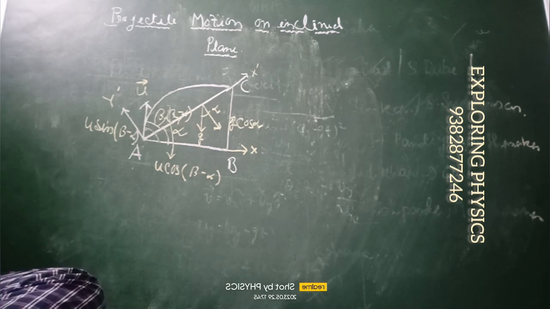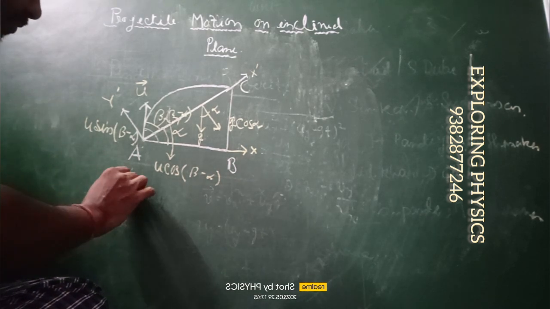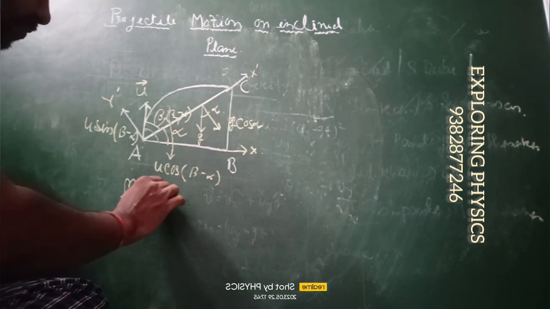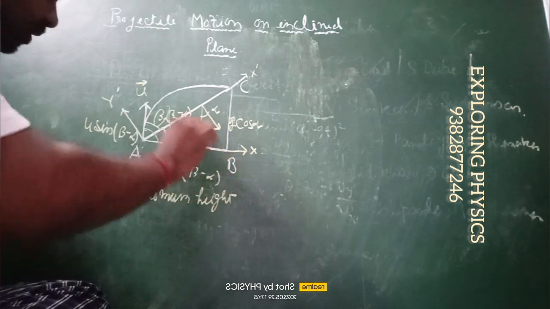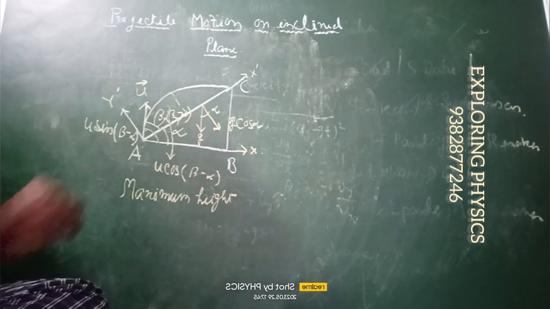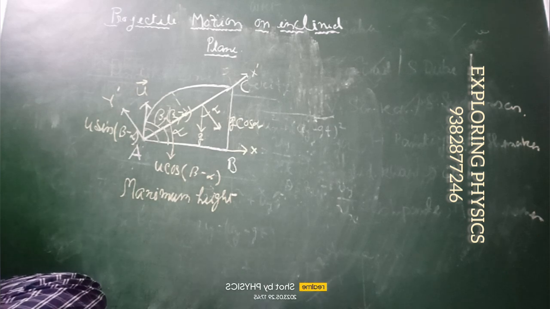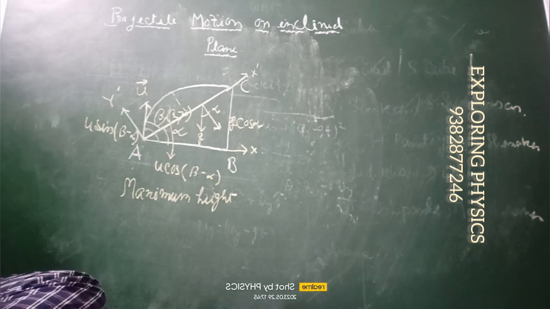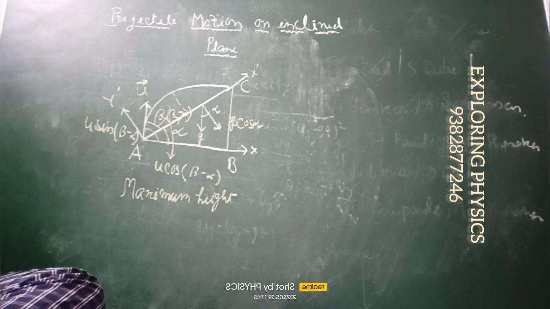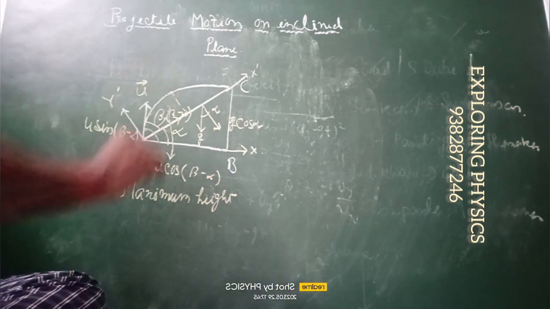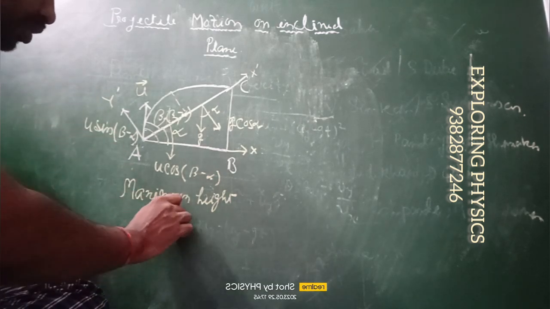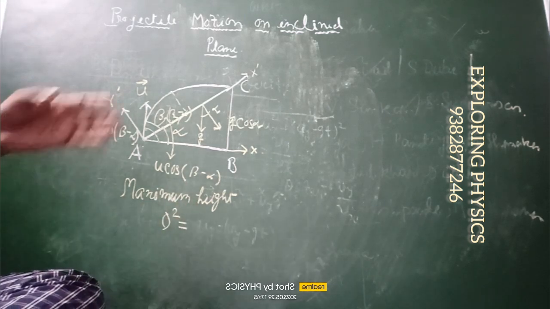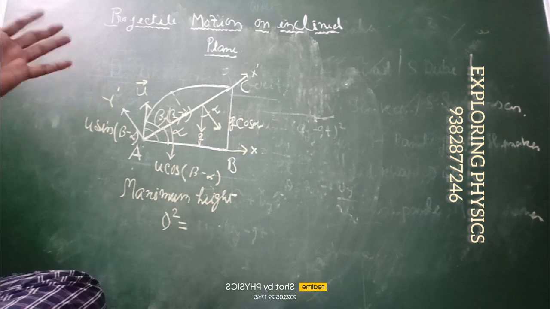Now first we have to find the maximum height. What is the maximum height? This is the maximum height. How to find it? We apply the formula v square equals u square minus 2gh. At the utmost point, the vertical velocity is 0, so we write 0 square equals to. Now the vertical initial velocity is u sine of beta minus alpha.